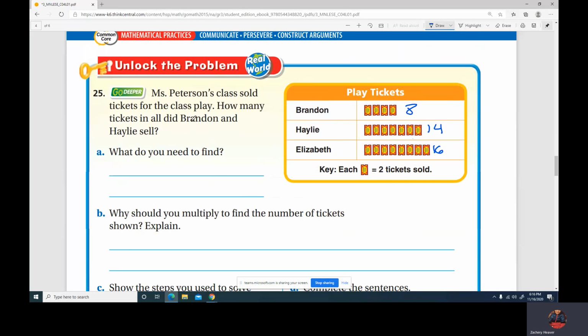Miss Peterson's class sold tickets for the play. How many tickets did Brandon and Haley sell? What do we need to find? How many tickets Brandon and Haley sold? The last sentence always tells us what we're looking for.